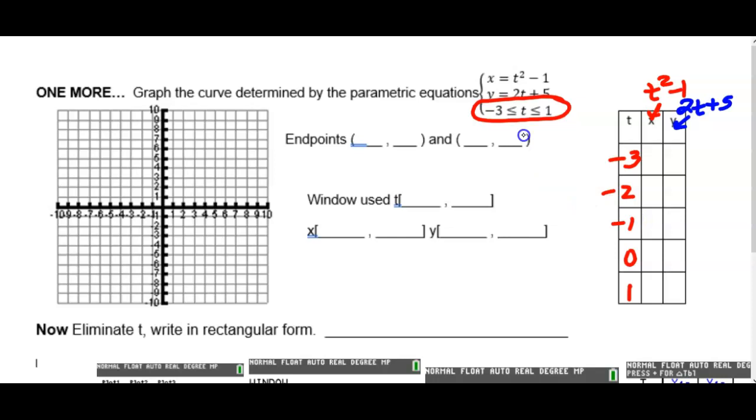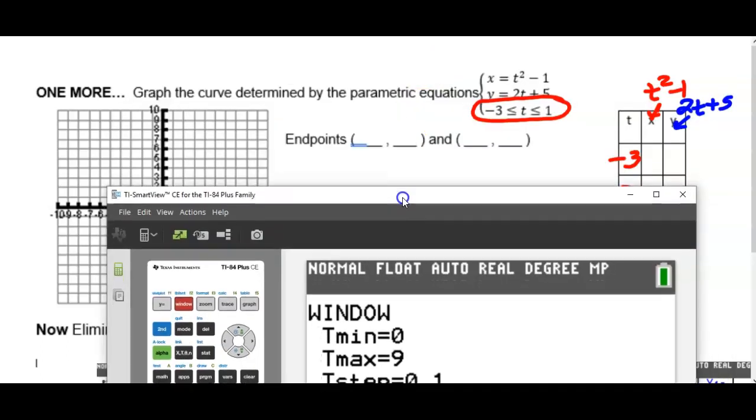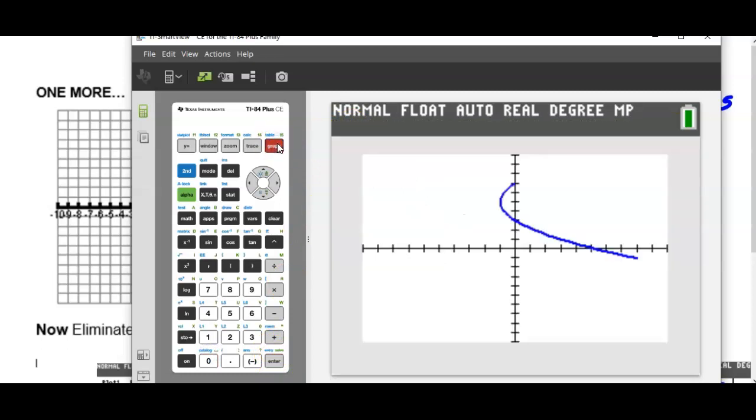All right, back to the calculator, which I have lost. So my t window was supposed to be -3 to 1. So I'm going to change this min and max to -3 to 1. Always leave this 0.1. And this graph paper actually goes like -10 to 10 and -10 to 10. So if I want my screen to resemble that, I can change that here. Right. Then if I go to graph, this is the shape I'm going to get.